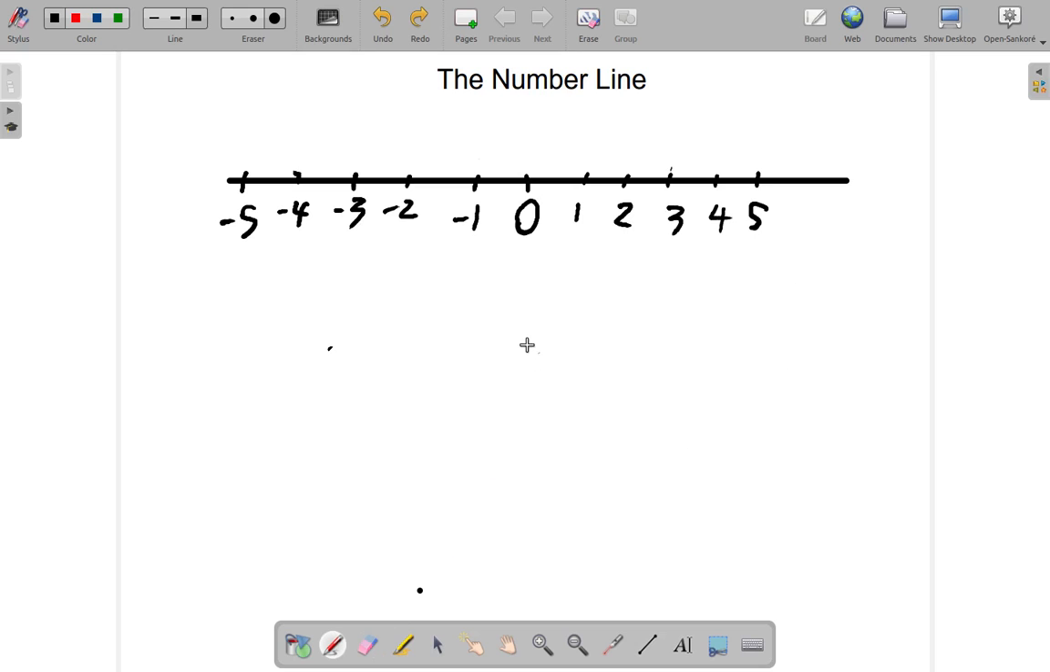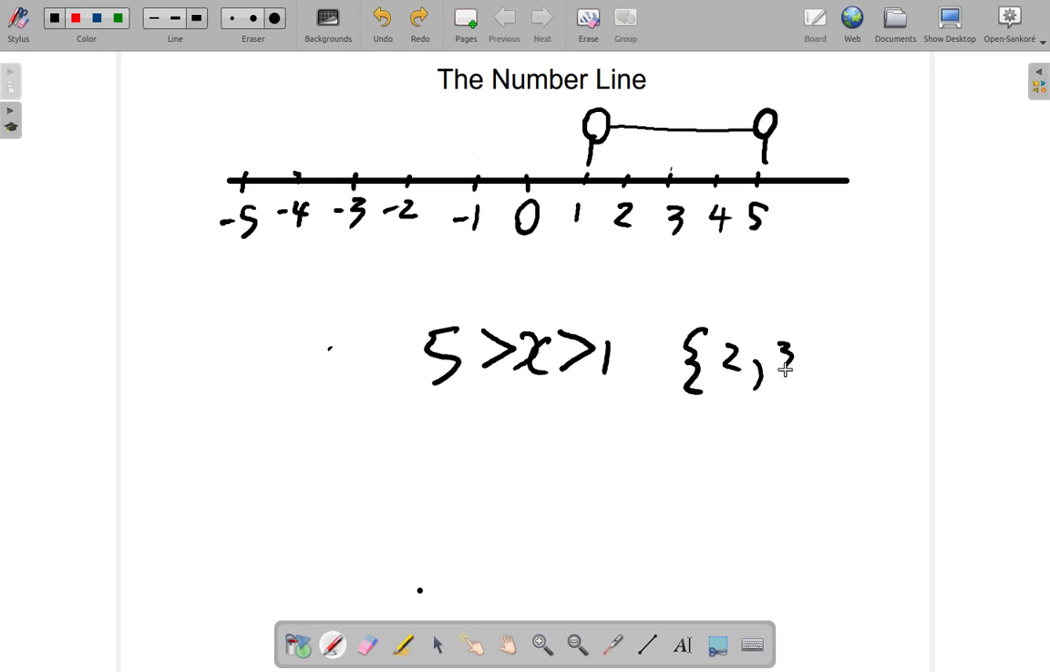Suppose I say the values of x is greater than 1, and at the same time x is less than 5. What I would be saying is that from x is greater than 1, I identify 1, I identify 5. 1 is not included, 5 is not included. So in this case, the values of x are between 1 and 5. Now, if I should write the set of values, it would be 2, 3, and 4.